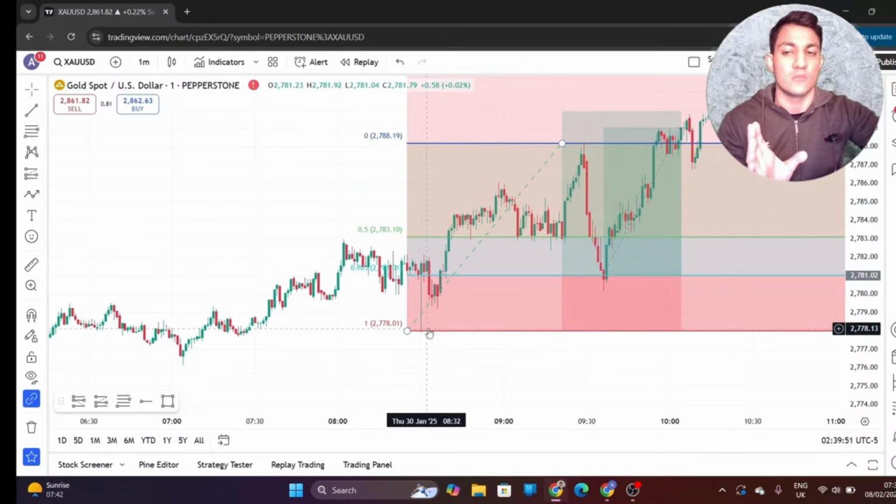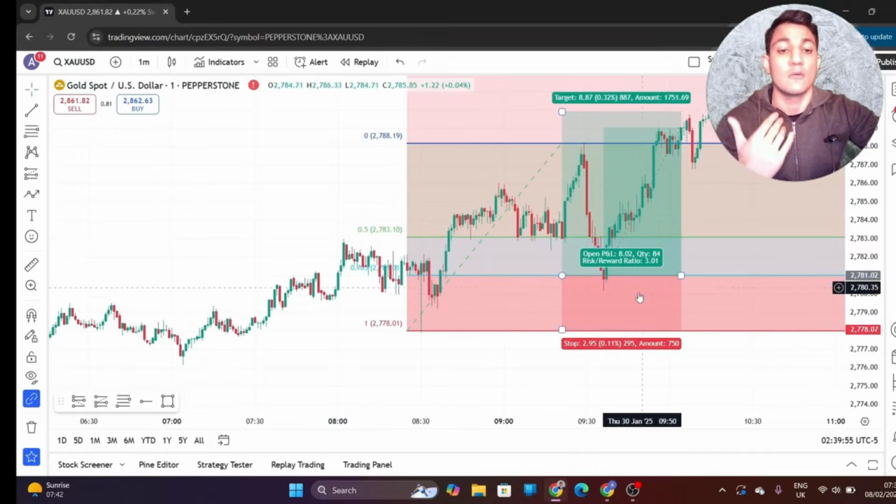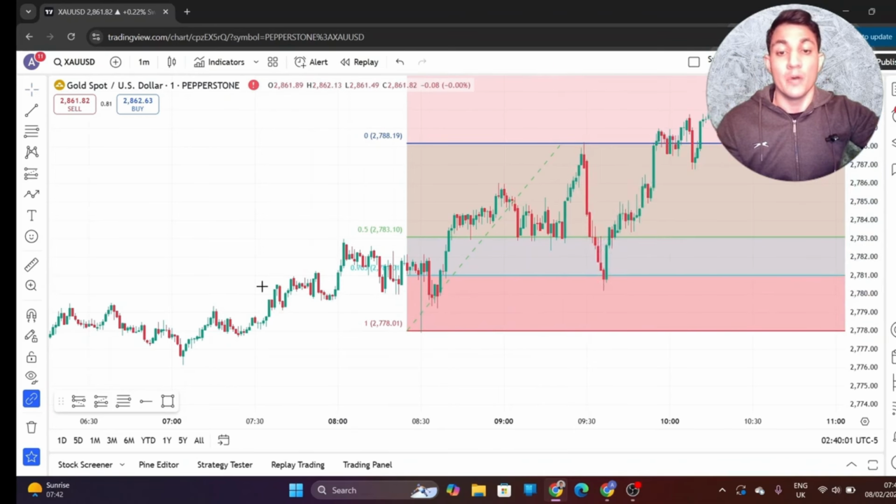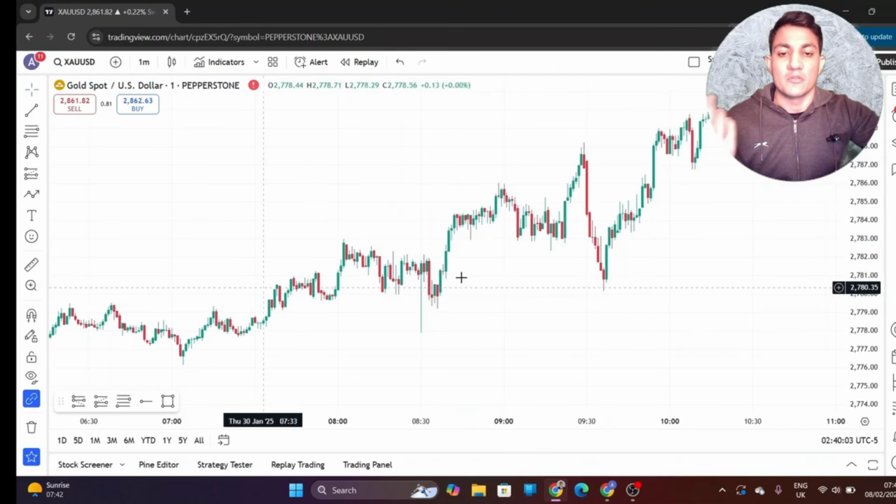Obviously, I need the liquidity sweep first. If I don't have a liquidity sweep, I'm not trading. But once I get a liquidity sweep, I will take just an optimal trade entry, Fibonacci retracement, because I'm confident in the bias. I've seen this so many times. I know this works.